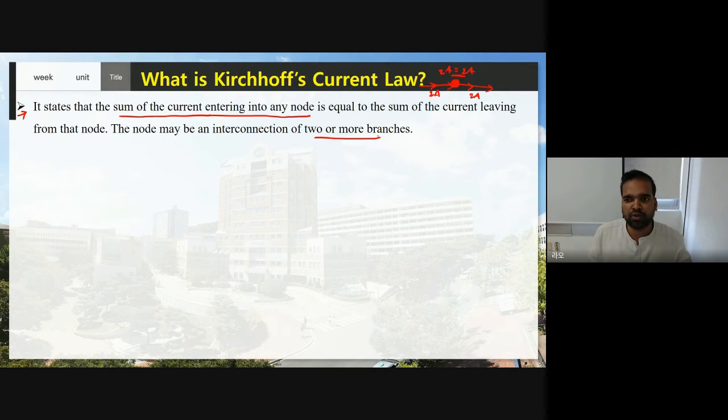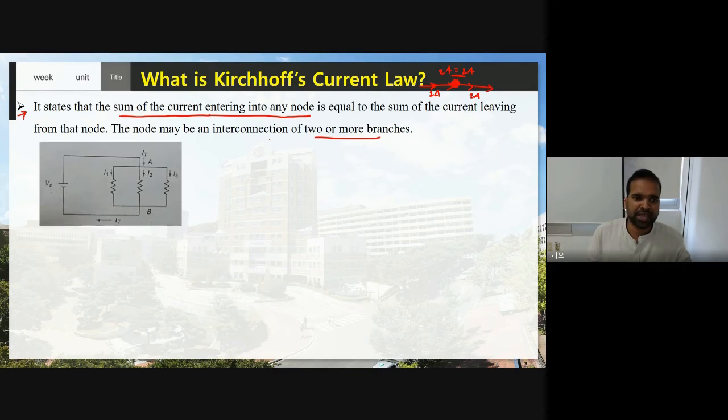Interconnection of two or more branches. For example, here I have given this circuit. First thing you need to identify is how many nodes we have. Now see these three resistors. Let us consider this is R1, R2, R3 connected to a common point. This is my node here. Yes or no? And now on the other side of these three, R1, R2, R3, another terminal B is connected here.